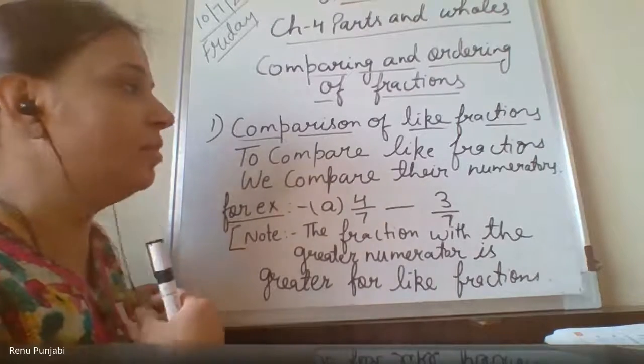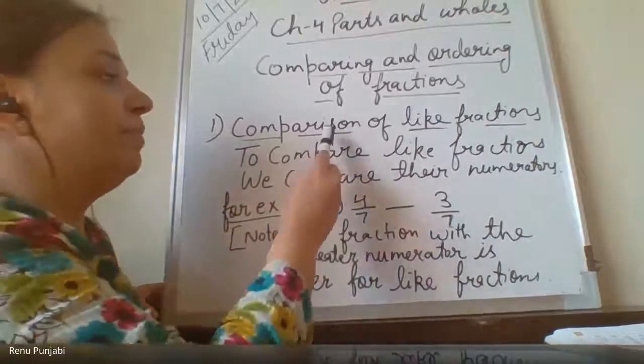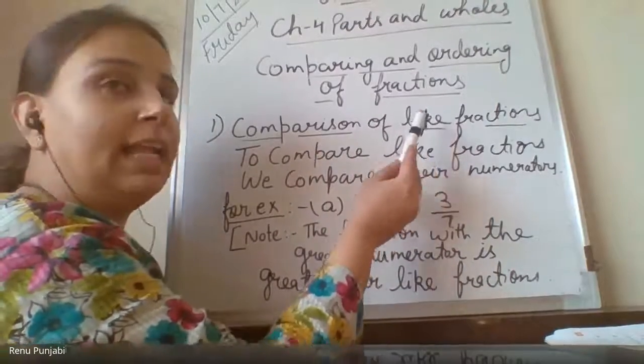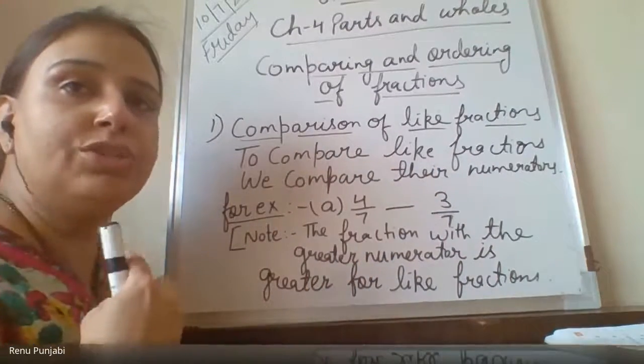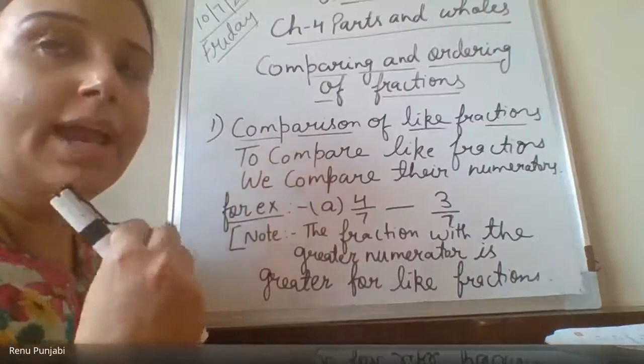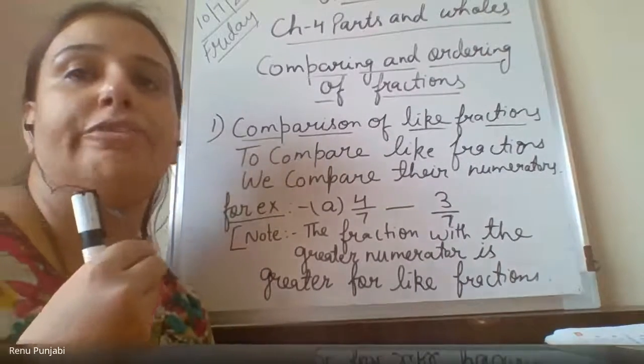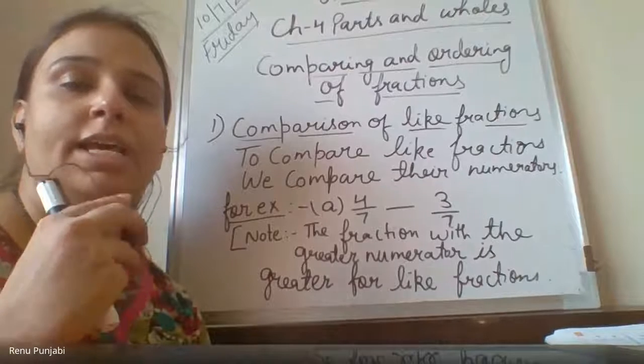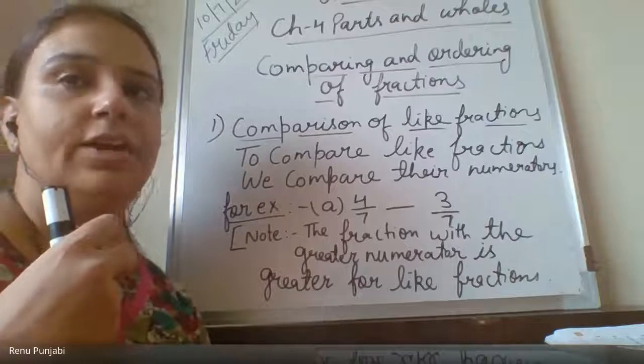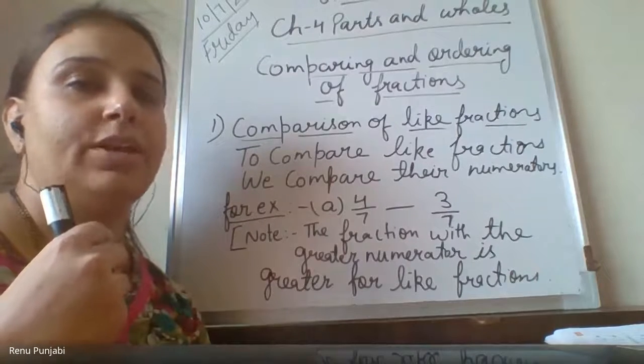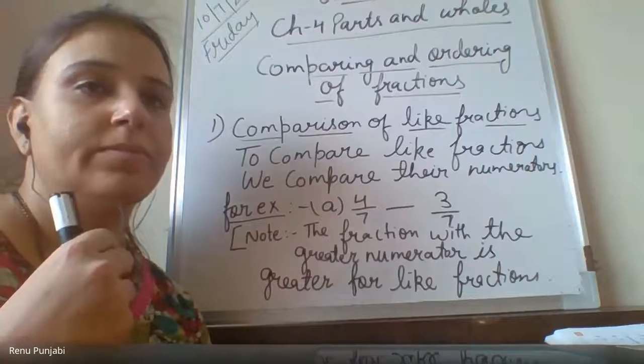So please look here on the board. Comparison of like fractions. Now one or two children will switch on their microphone and tell me what are like fractions. Fractions with the same denominators are called like fractions. For example, 1 upon 4 and 3 upon 4. The denominators are same. Very good. Switch off your microphone now.